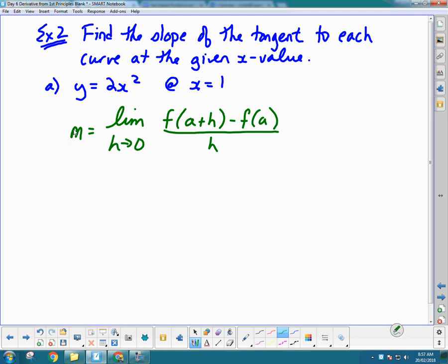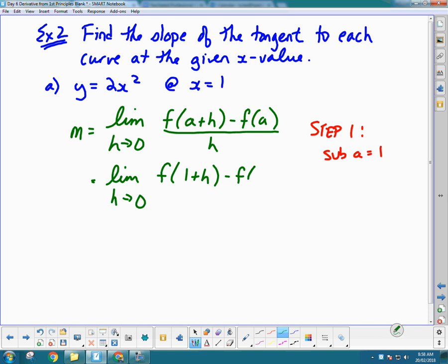All right. So step 1 in this case, sub a equals 1. Remember, in this particular function, I'm interested in finding the slope of the tangent at x equals 1, so I'm going to plug in the 1. So my first line, I'm going to write limit as h approaches 0 religiously. And this time it's 1 plus h minus f at 1 all over h.